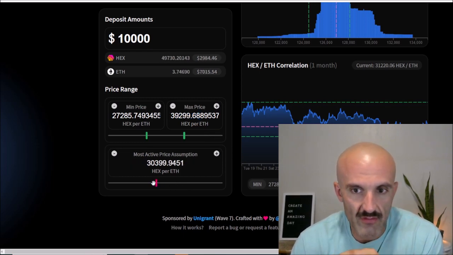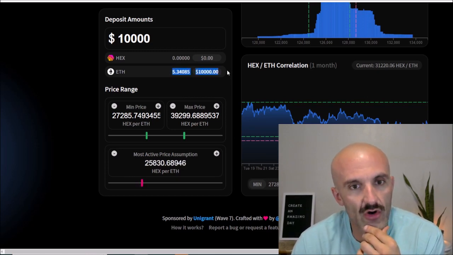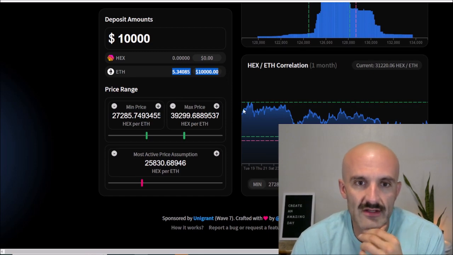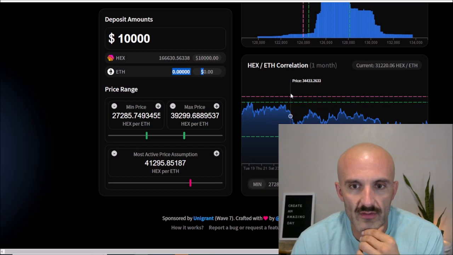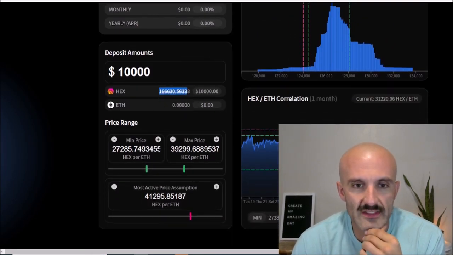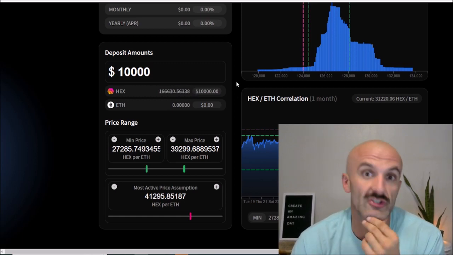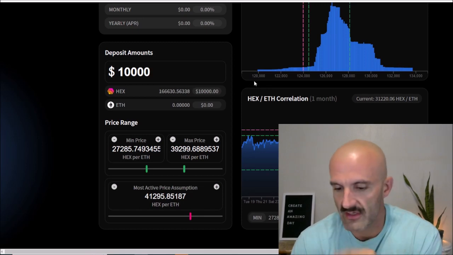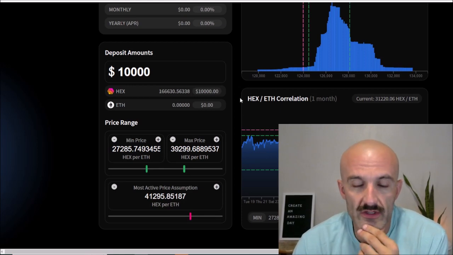So if the pink line slides outside of here, then what does that mean? That means that you have all ETH, my friend. And if it goes in the other direction, out here, the pink line is now outside of your range, you have all hex. So what happens then? Well, you're just effed, right? Bye, end of video. No, what ends up happening is you collect your fees and you reset your position if that's what you want to do, right?